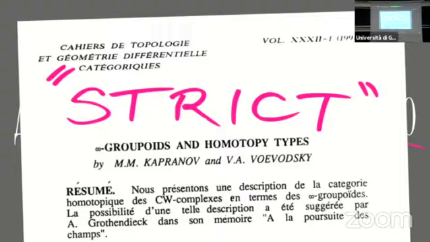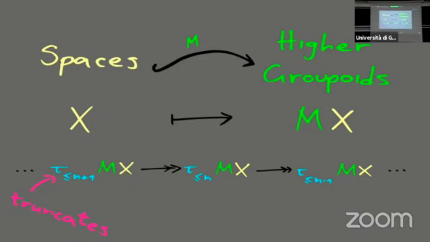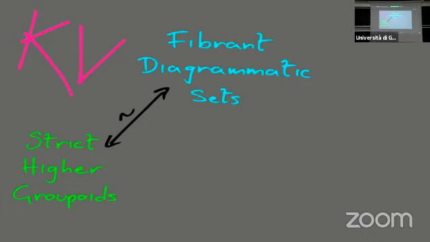For a given definition of higher groupoids, the homotopy hypothesis states roughly that all classical homotopy types are faithfully modeled by higher groupoids in such a way that the tower of n-truncations of the higher groupoid, in which we identify homotopical n-cells, models the Postnikov tower of a homotopy type. KV's strategy was to prove that strict higher groupoids are equivalent to certain fibrant diagrammatic sets, and then prove the homotopy hypothesis for fibrant diagrammatic sets.